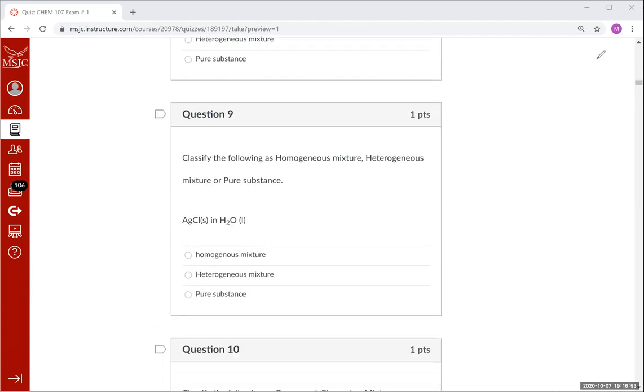So we have silver chloride solid in H2O liquid. So just drawing a picture, we have our silver chloride and we have our water. So as you notice, we have two different state symbols. So then, do we have a consistent composition in this mixture? Is it homogeneous or heterogeneous? Heterogeneous. Heterogeneous, exactly right. And the key giveaway is that we have different state symbols. Different state symbols, separation of phases, different composition.